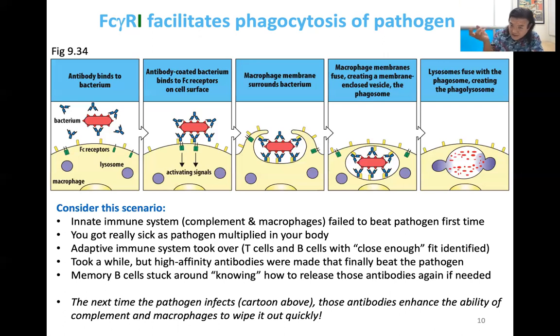And that's why it's important that we have memory B cells sticking around after we've beaten the infection, so that they know how to release these high quality, in this case, the cartoon, these blue immunoglobulins, if they're needed again. And in italics, I said the next time the pathogen infects, like this cartoon above, those antibodies enhance the ability of complement and macrophages to wipe it out quickly because you don't have to start from square one again.